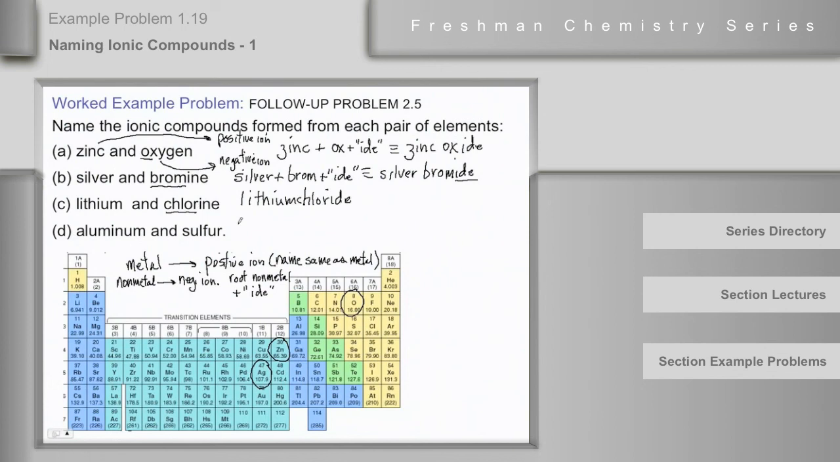If we look at the last one here, we have the metal aluminum and the nonmetal sulfur. So the ionic compound that will form will be aluminum, first part of the name, plus sulf, which is the root name of sulfur, plus -ide, so aluminum sulfide. This method works for ionic compounds that consist of only two types of elements.